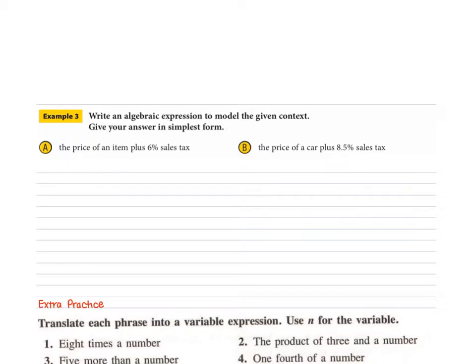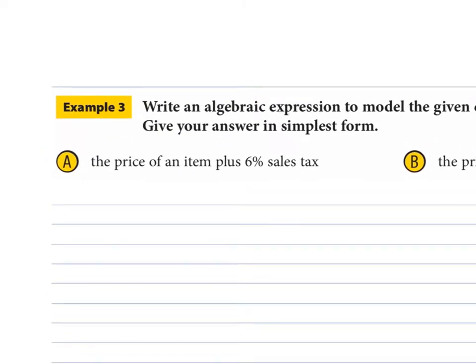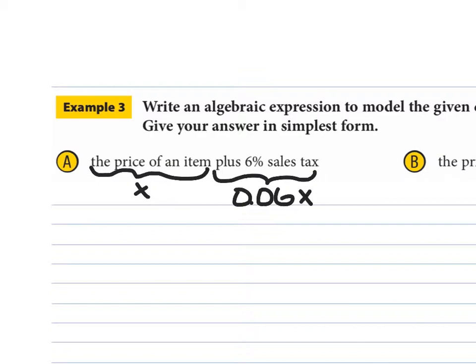So if we can combine like terms, we have to do that with these. So for A, it says the price of an item plus 6% sales tax. So the price of an item would be x, and the plus 6% sales tax would be the 0.06. Remember, when you're dealing with tax, you have to turn it into a decimal, times what the price of the item was. So we're doing the total of these. It's going to be a plus, so x plus 0.06x. Remember, the coefficient of that x by itself is 1. And if we go to add those, we're going to have 1.06x.